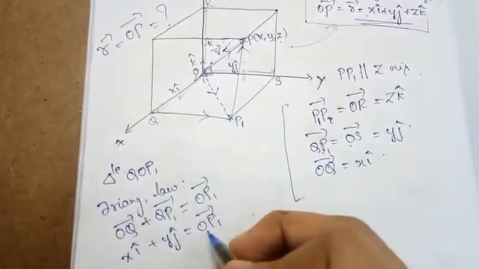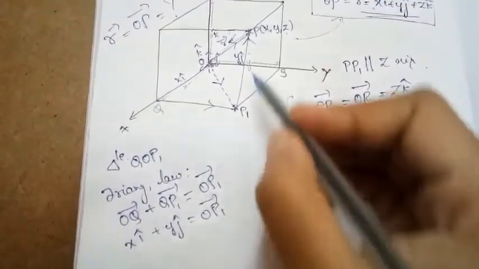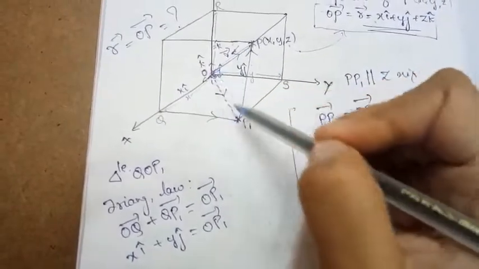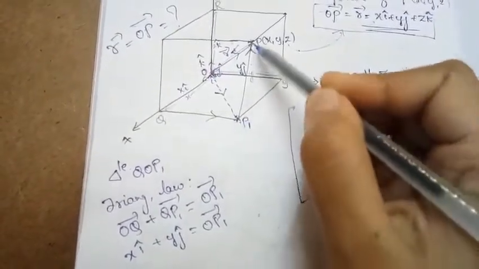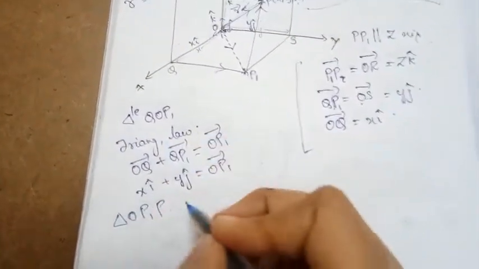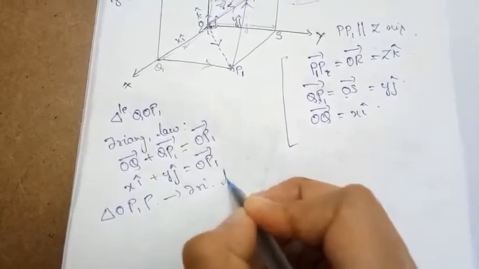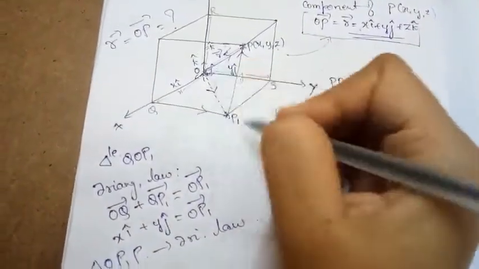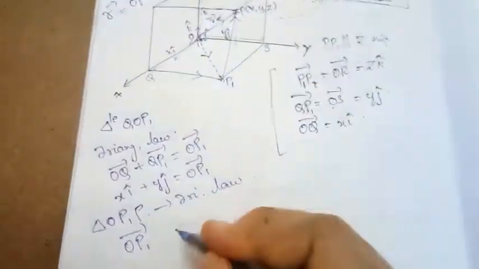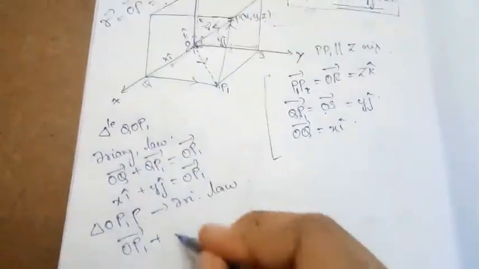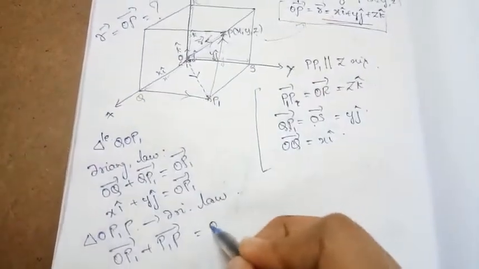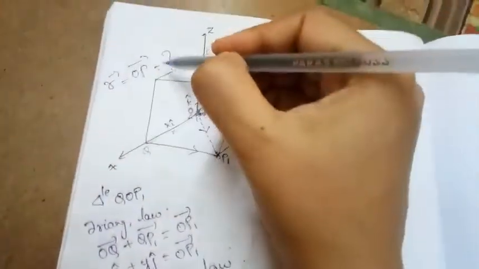Vector OP1 is equal to xi cap plus yj cap. Now I will consider which triangle? I'll consider this triangle OP1P. Again here also, by using the triangular law, what happens? First thing, it is vector OP1 along this direction plus vector P1P, which is equal to what? Our vector OP, which is the required vector. That is what is required, right?